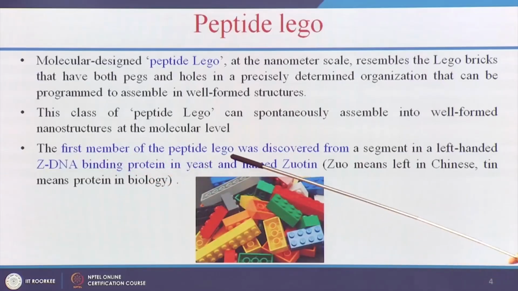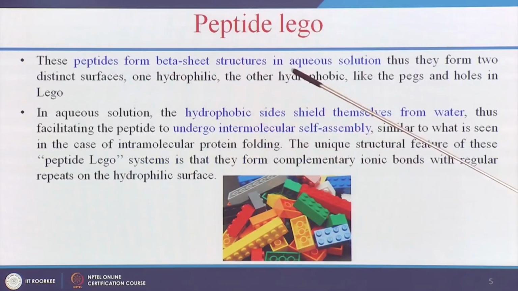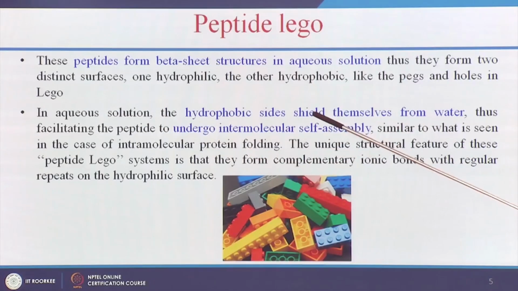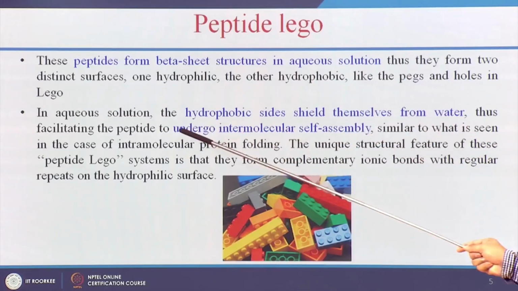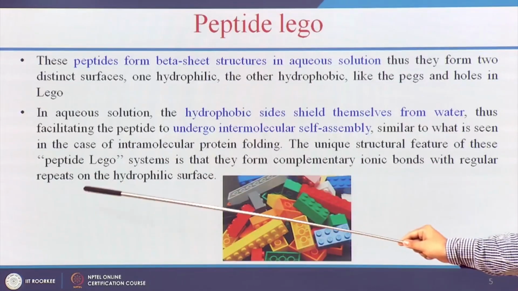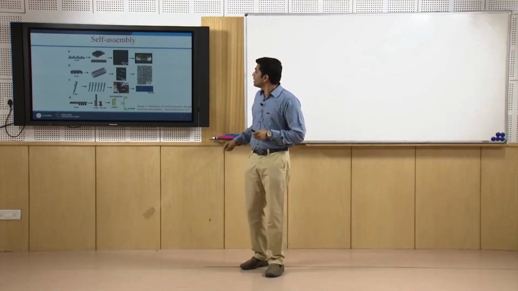The first member of the peptide Lego was discovered from a segment in a left-handed Z-DNA binding protein in yeast, and it was named zuotin. Here these peptides form beta sheet structures in the aqueous solution. What happens in aqueous solution? The hydrophobic sites shield themselves from water, due to which they undergo intermolecular self assembly, similar to intermolecular protein folding. The unique feature of this peptide Lego is that they form complementary ionic bonds with regular repeats on the hydrophilic surfaces. Using this peptide Lego we can build several kinds of structures.